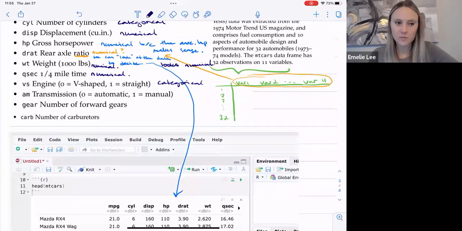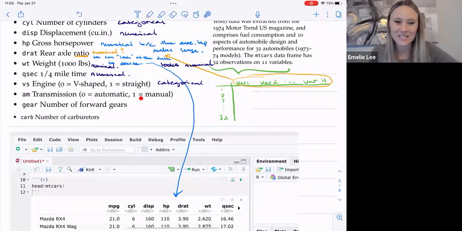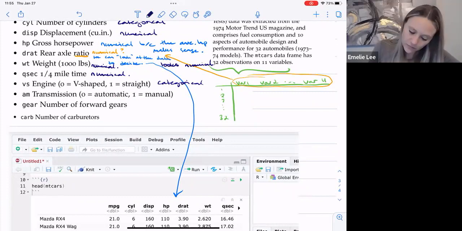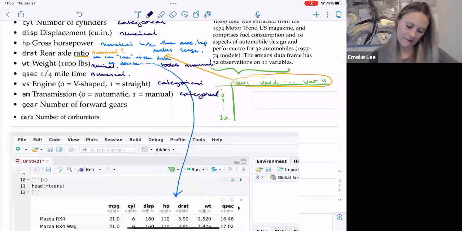Now for the transmission, we have the same thing. It's either automatic or manual, and they've been coded as 0s or 1s. So again, binary data, or indicator variables, or dummy variables, if you've heard of those. It's just when we use 0s and 1s. So again, this is going to be categorical.